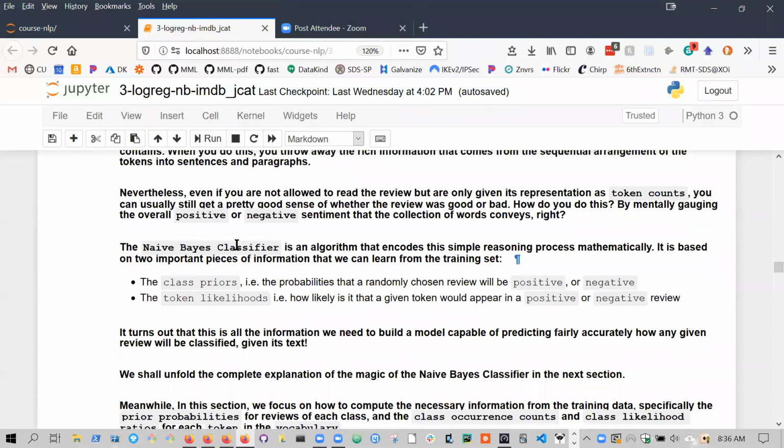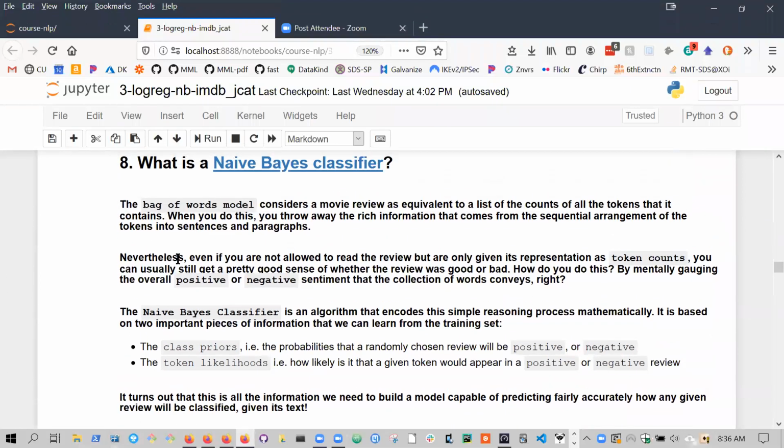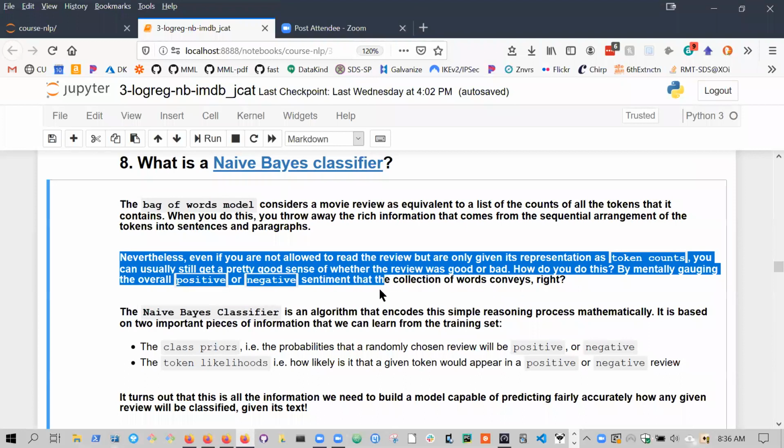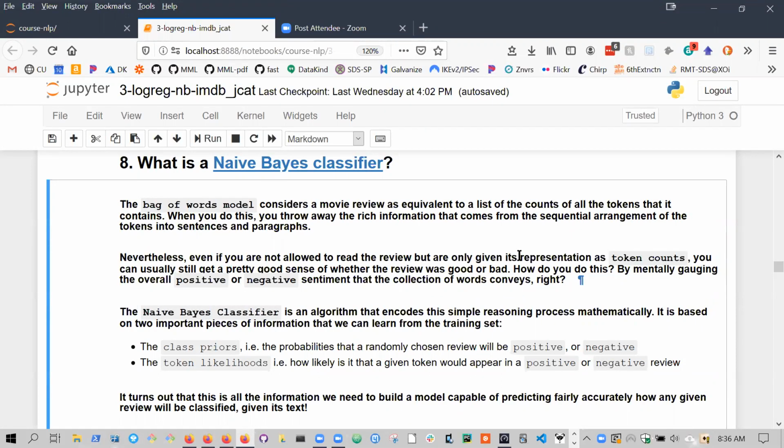So what is naive Bayes? Well, first, even if you're not allowed to read the review, if you're only given its representation as a bag of words, you look at all the different colored marbles, you can still usually get a pretty good sense of whether the review was good or bad, by mentally gauging the overall positive or negative sentiment that the collection of words conveys. If you look at your bag of words and find lots of instances of great and wonderful and marvelous and exciting, that's a good sign that the person enjoyed the movie and is going to give it a good rating.